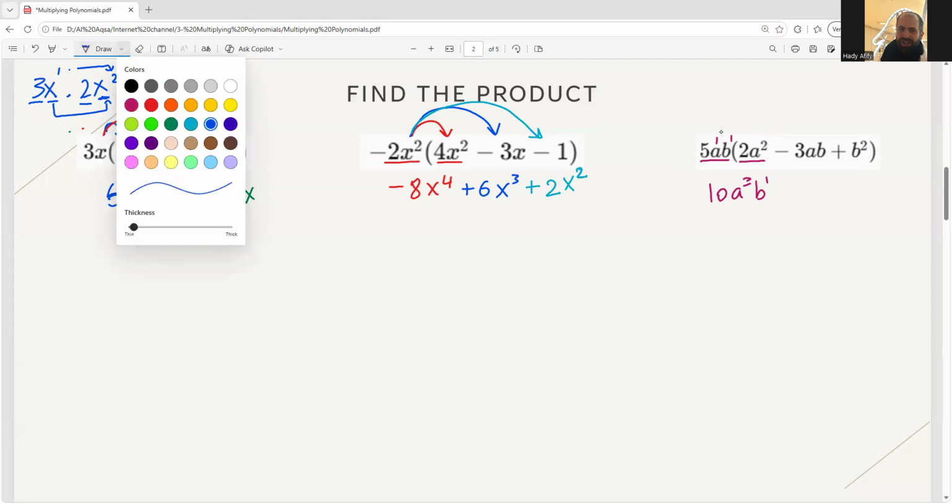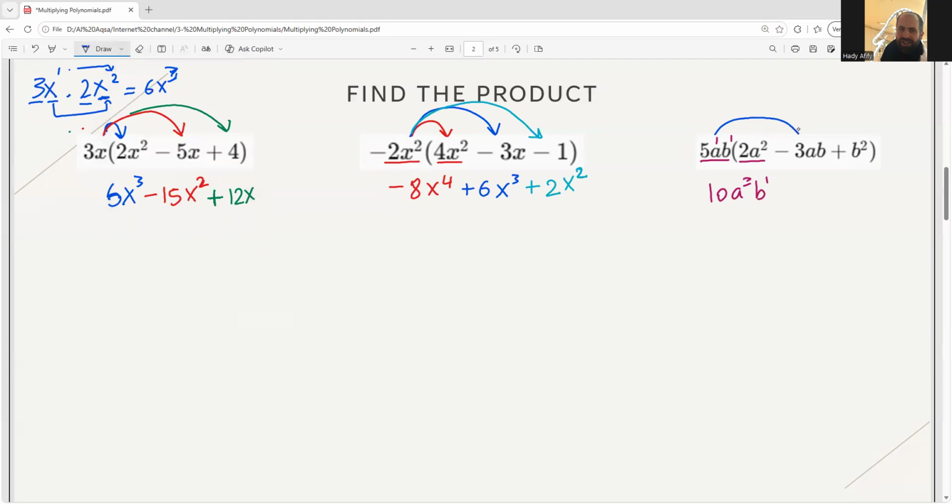Okay, and then I'm going to multiply 5ab times negative 3ab. So 5 times negative 3 will get you negative 15. a to the power of 1 multiplied by a to the power of 1 will be a to the power of 2. Then b to the power of 1 multiplied by b to the power of 1, and you're going to get b to the power of 2 as well, because you're going to add 1 to 1, and you get that.